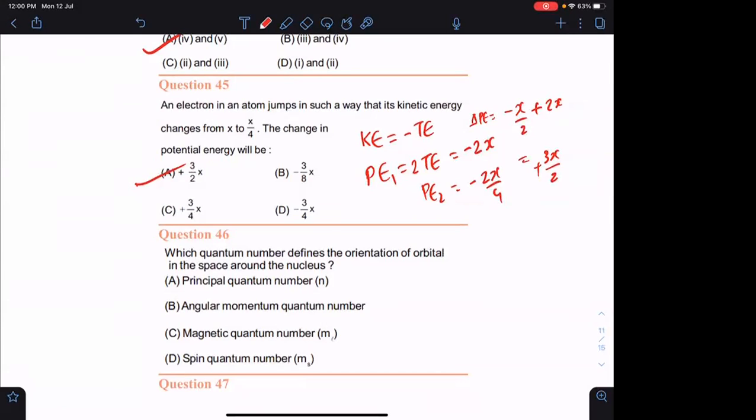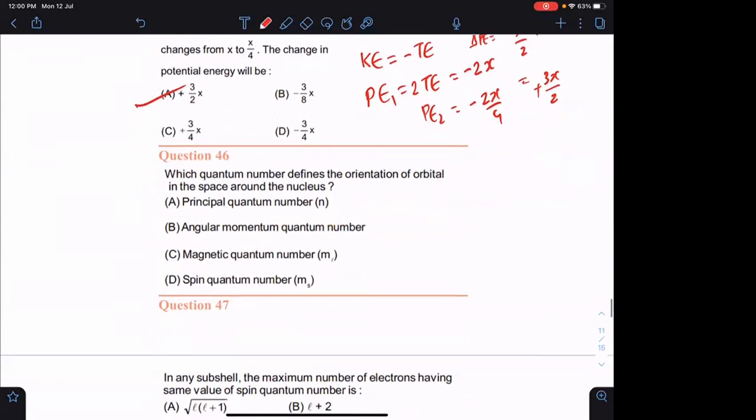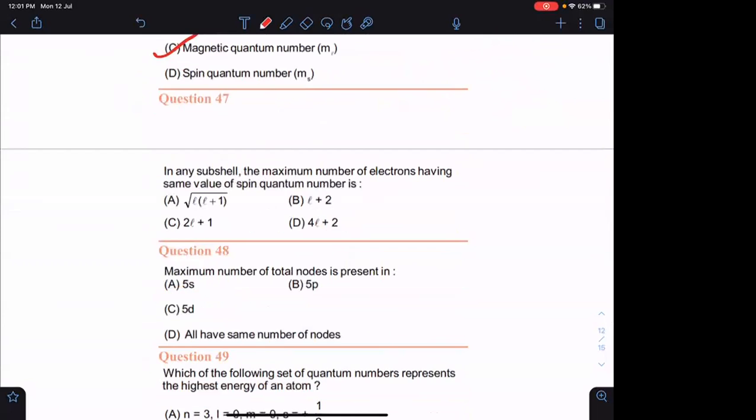Okay. Question 46. Which of the following quantum numbers defines the orientation of the orbital in space? The principal quantum number gives information about the size and energy of the shell. The angular quantum number gives the shape of the orbital. Magnetic quantum number gives orientation. Spin quantum number gives the spin of the electron about an axis. So the answer is C.